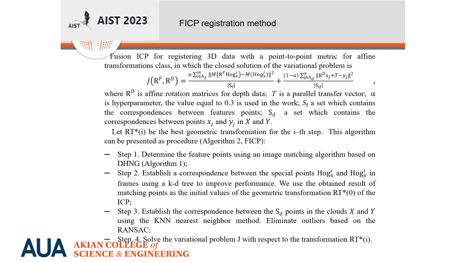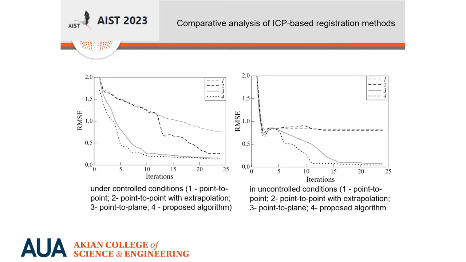Ну и второе, как вы видите из вида функционала, этот функционал содержит два слагаемых, то есть мы, по сути дела, выполняем совместное решение задачи относительно визуальных признаков и трехмерных данных. В работе были проведены некоторые эксперименты в так называемых контролируемых условиях и в неконтролируемых условиях. Под неконтролируемыми условиями понимаем различные шумы, шумы матричных приемников, неравномерное освещение и так далее. Мы видим, что наш алгоритм, он здесь обозначен пунктирной линией, имеет некоторые преимущества по сравнению с известными методами регистрации ICP, такими как ICP с метрикой point-to-point, point-to-point с экстраполяцией и с метрикой point-to-plane, точка-плоскость.